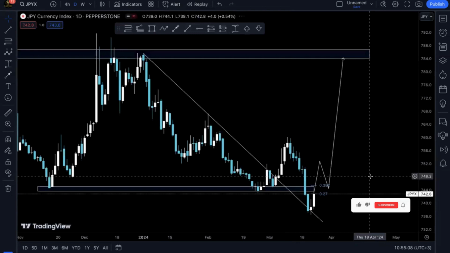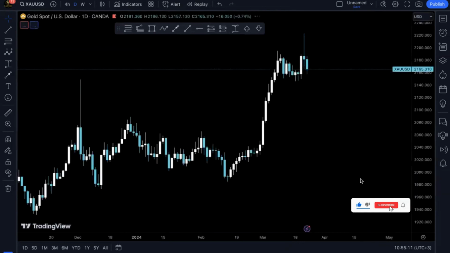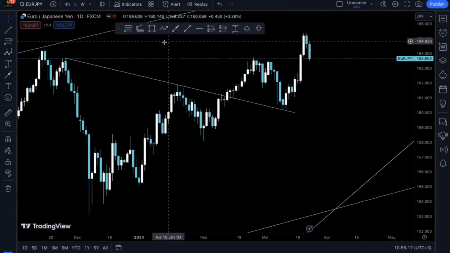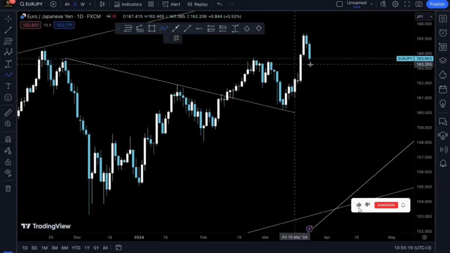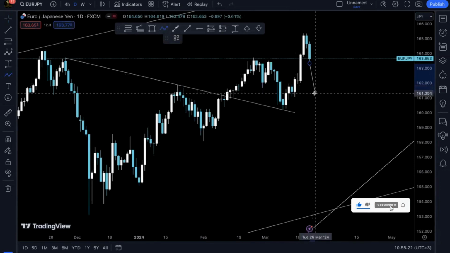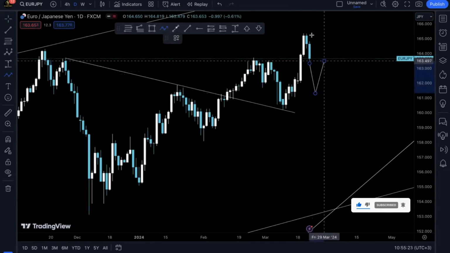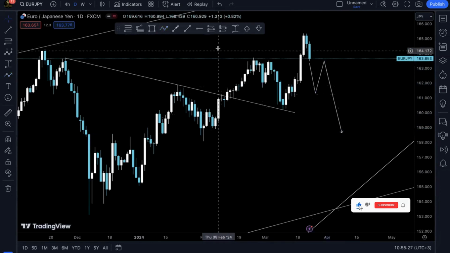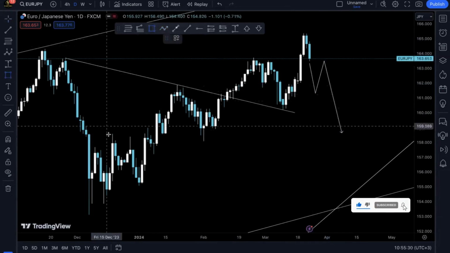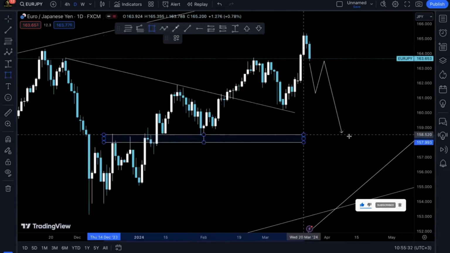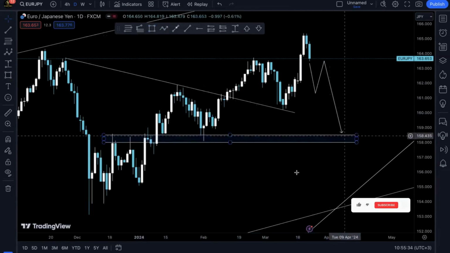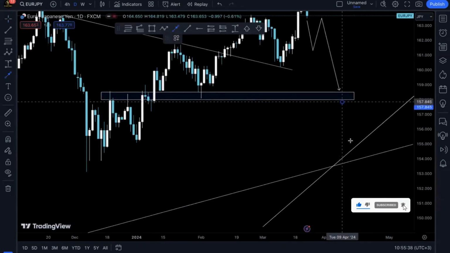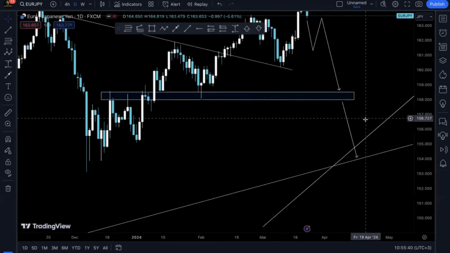We have Euro JPY. With Euro JPY, same thing applies. I'll be looking for prices to create a new trend. Prices create a lower high. And then from there, we'll be looking for prices to start selling, with this being the first target. And then after that, we'll be looking for prices to keep on selling until they hit this ascending trend line as the second target.